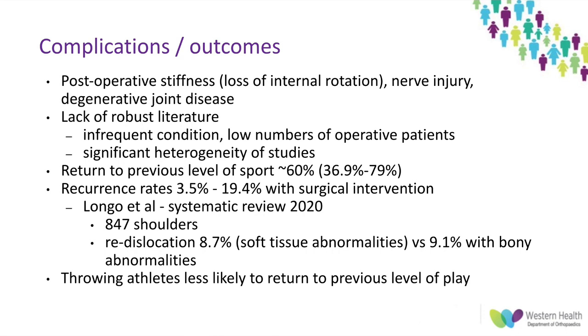But looking at the literature, about 60% of patients will return to their previous level of sport, but obviously there's significant variation between the studies. The rates of recurrence is about 3.5% to 19.4% with surgical intervention. Longo et al. did a recent systematic review in 2020, looked at 847 shoulders, and the redislocation rate was 8.7% in those who had a soft tissue abnormality versus 9.1% in those with bony abnormalities. Interestingly, the throwing athletes are less likely to return to their previous level of play.